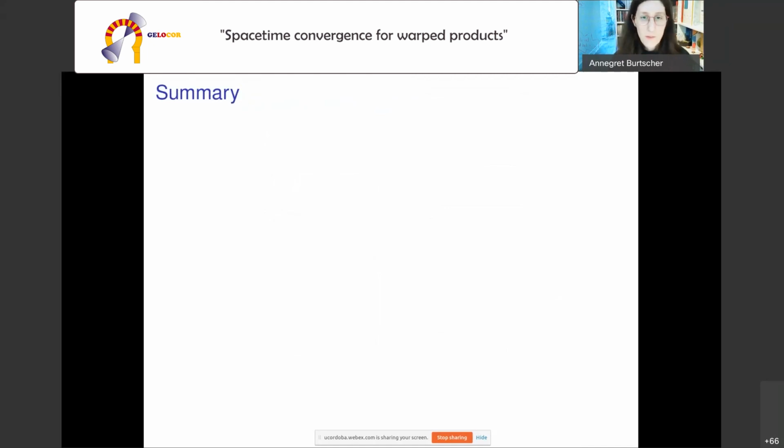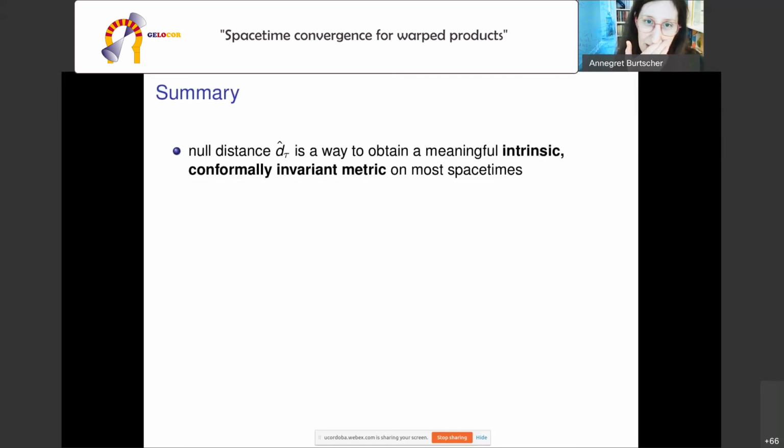Okay, so now I would just like to summarize what I have said and tell you again what is known and what is not known, and what I think are interesting results of this convergence and the notion of the null distance. The first thing that we have seen is that once we have a spacetime with a suitable time function, one can obtain a null distance, and it is an intrinsic conformally invariant metric. I wrote here just on most spacetimes, but of course what you only need is to have this suitable time function. And for instance, you can use cubic hyperbolic spacetimes.